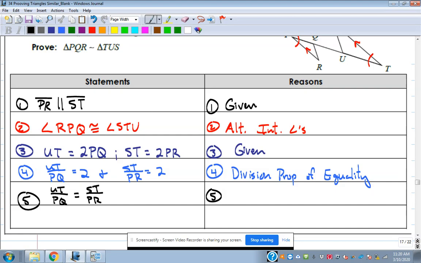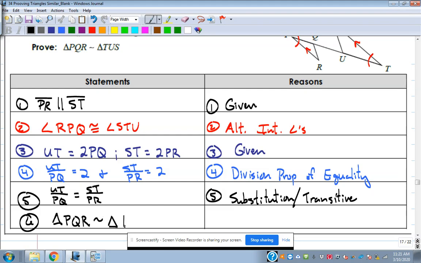Transitive property, because they're two things equal to the same thing. Either way, either substitution or transitive. I would take either. And then now we can say that triangle PQR is similar to triangle TUS by side angle side similarity.